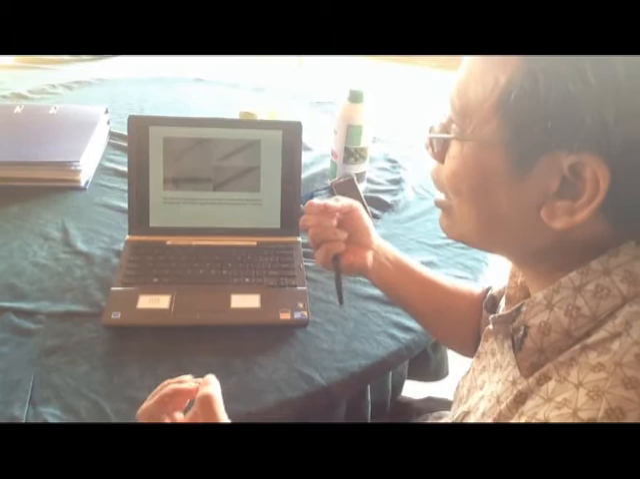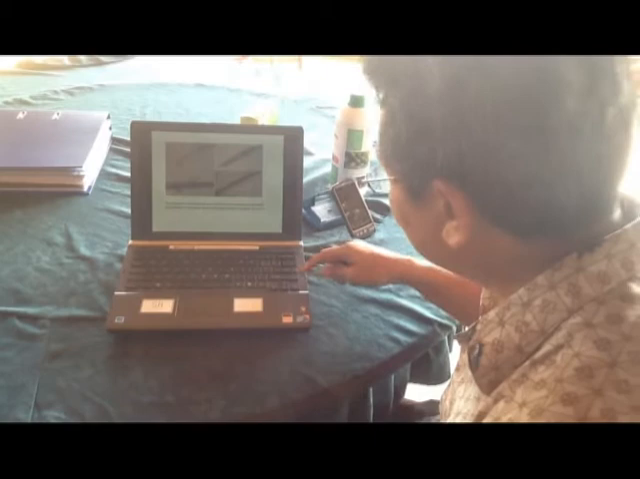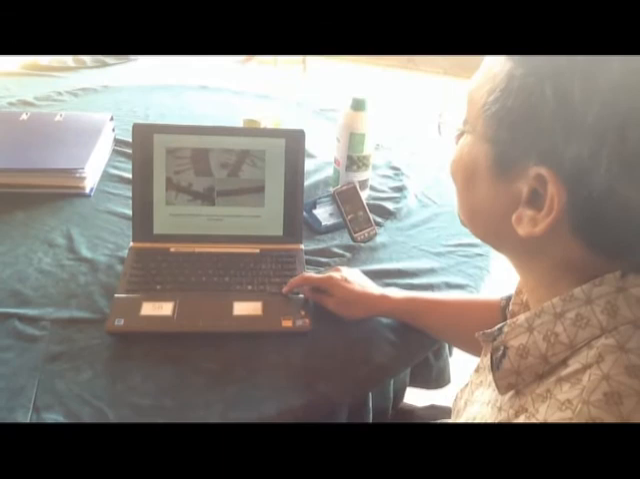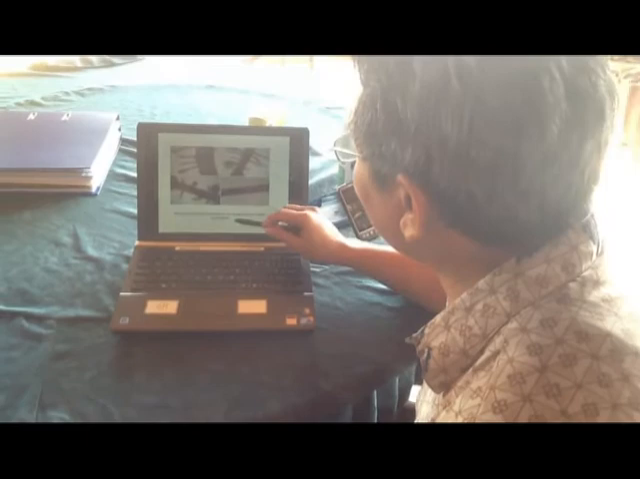So it can support more growth, so they can improve the growth. If you look under the microscope, this is a lateral root and then root hair. A lot of root hair here. This is the control. This is the treated one with rice bacteria. You can look here.